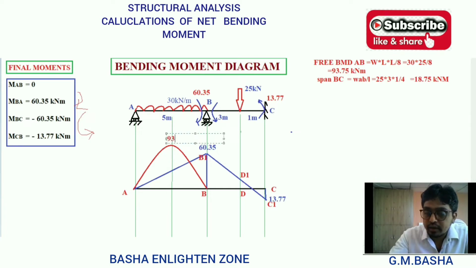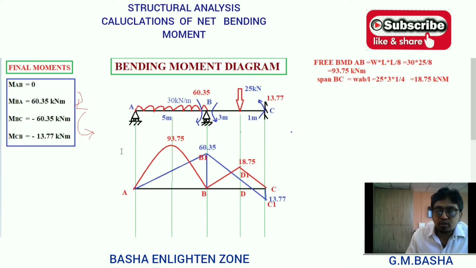See here, 93.75 kilonewton meter, which is higher than 60.35. And I am drawing this one, which is 18.75. So friends, this is the procedure for drawing the bending moment diagram.